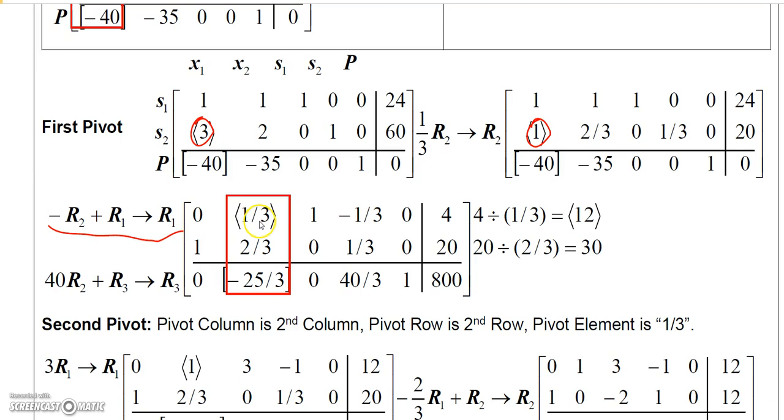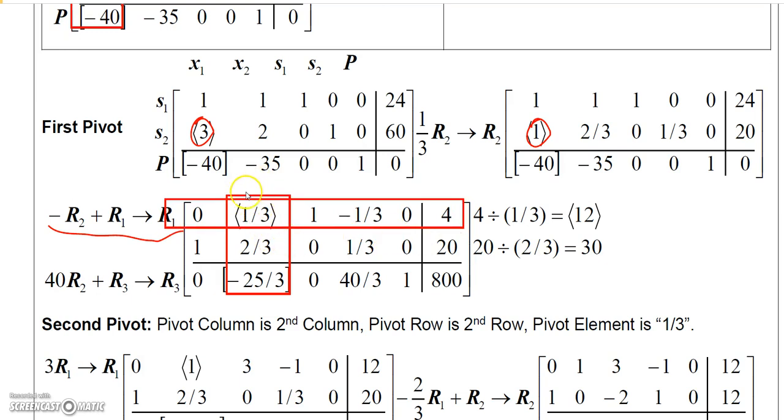So, and they are. So divide 1/3 into 4. 4 divided by 1/3 is 4 times 3, which is 12. And then divide 2/3 into 20. 20 divided by 2/3 is 20 times 3/2, which turns out to be 30. So 12 is obviously smaller than 30. So this would be my pivot row.